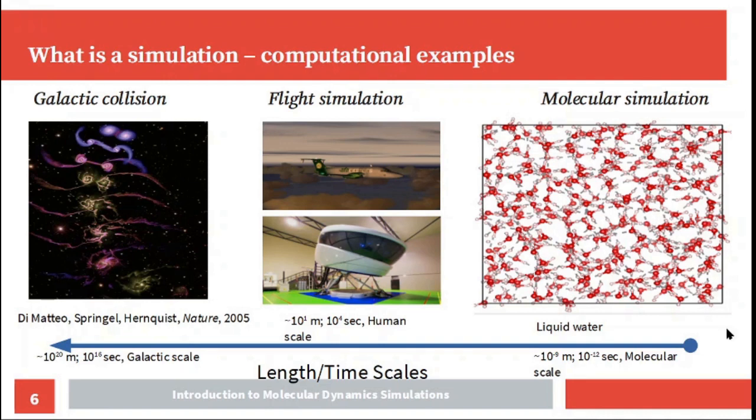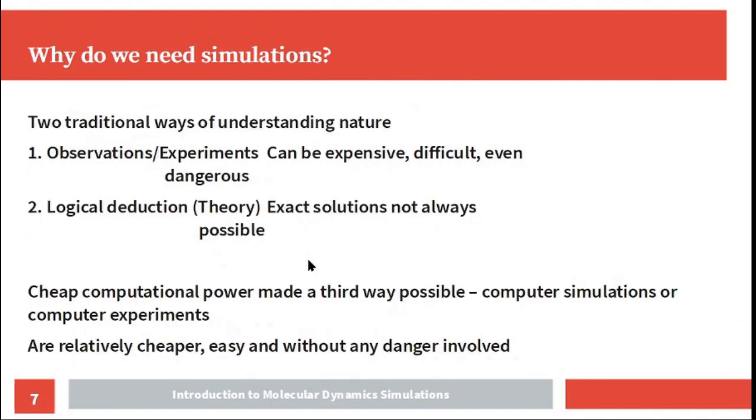So now if you have seen enough examples of simulations, both real and computational simulations, the question is, why do we need simulations after all? And the answer is, if you want to understand nature, there have been two traditional ways of understanding nature. First is, you do observations, you observe things, try to understand them, or do experiments, actively perform experiments to understand things. These experiments can be expensive. You need to put in a great amount of effort, money, and time in performing these experiments. They can be very difficult also, and sometimes they can even be dangerous.